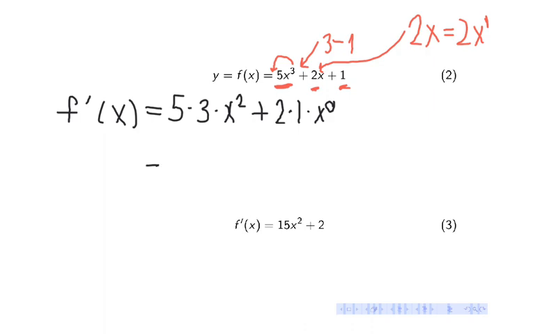Now if we clean this up, we'll find that 5 times 3 is 15 x squared plus 2. Any variable raised to the 0 power is equal to 1. So the ultimate answer is just 15x squared plus 2, which is a function that describes all of the derivatives for f of x. Hence, if I want to know the rate of change at any value of x, all I have to do is plug it right here into this function, and it will spit out what the rate of change is.